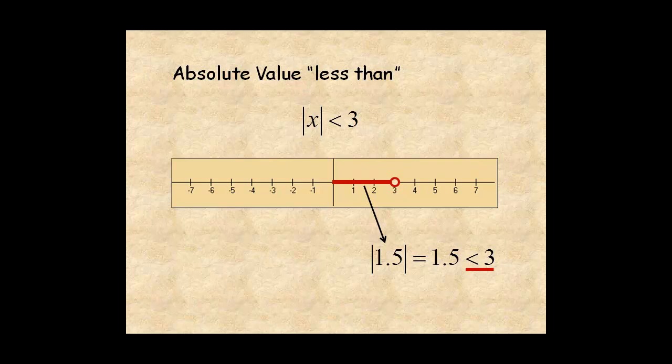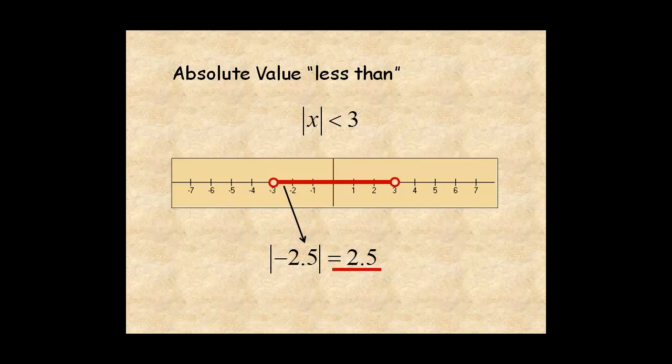Next, even though every negative number is less than 3, only the numbers from 0 to negative 3 have absolute value less than 3. In order to see this, look at the number negative 2.5. The absolute value of negative 2.5 is 2.5, and that is definitely less than 3. Also, look at the number negative 5. The absolute value of negative 5 is 5, and that is not less than 3.